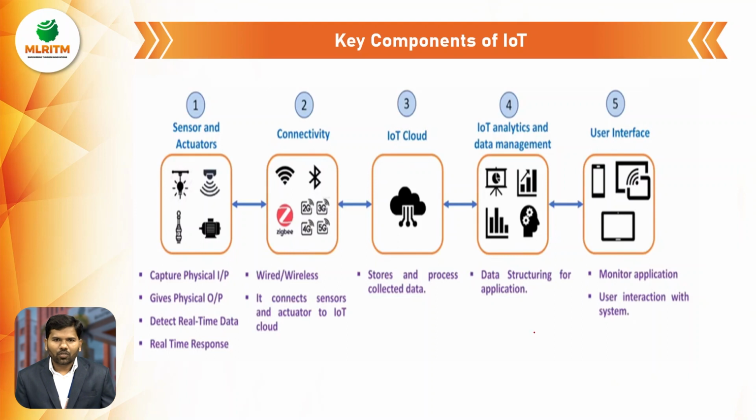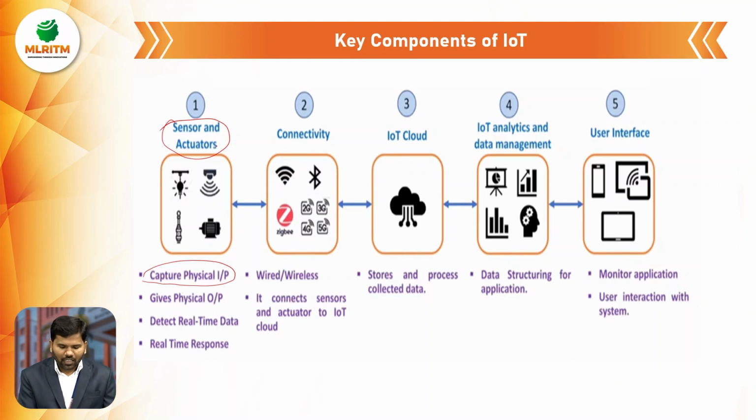Generally, to utilize the IoT system, we need some key components. The first one is sensors and actuators, the second one is connectivity and gateways, the third one is IoT cloud, the fourth one is IoT analytics and data management, and the fifth one is user interface. In the first one, sensors and actuators, we know that a sensor captures physical data from the environment. It gives it to the internet.